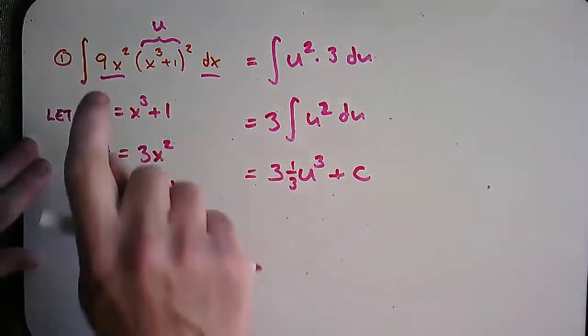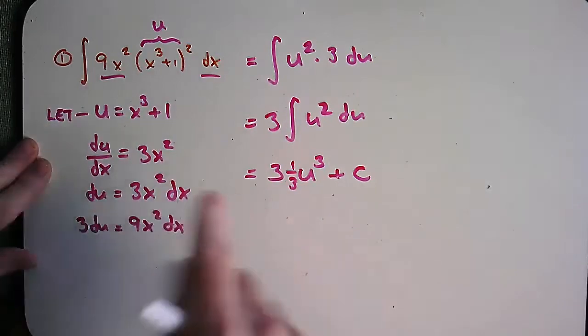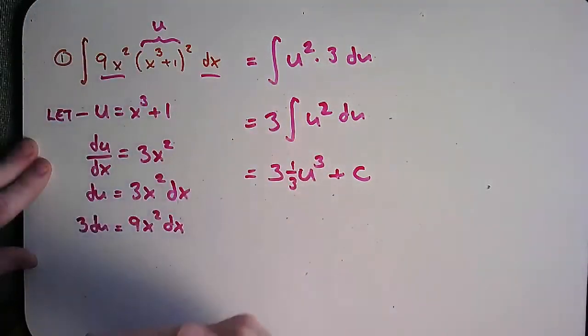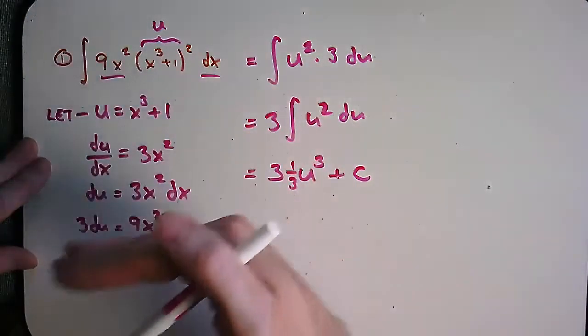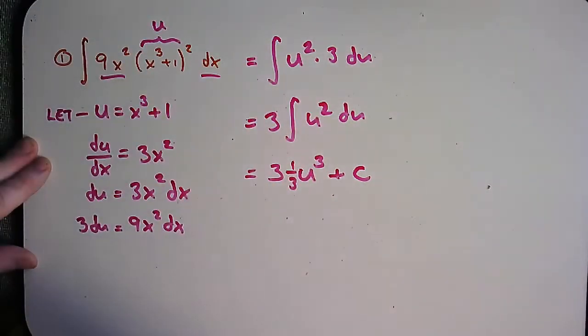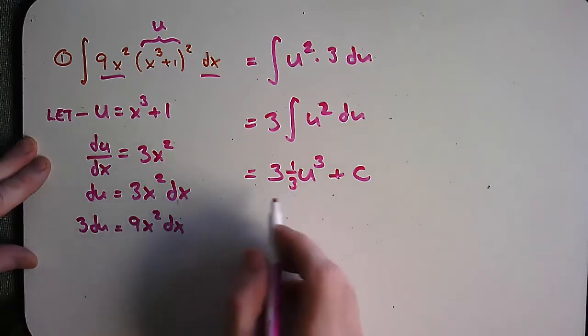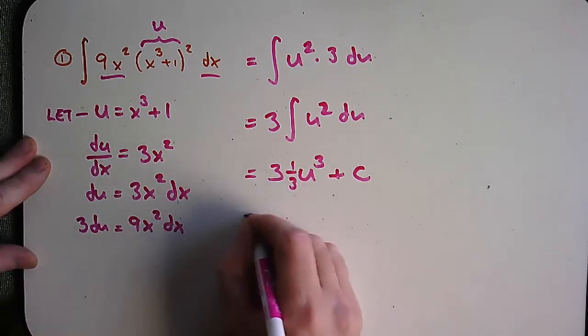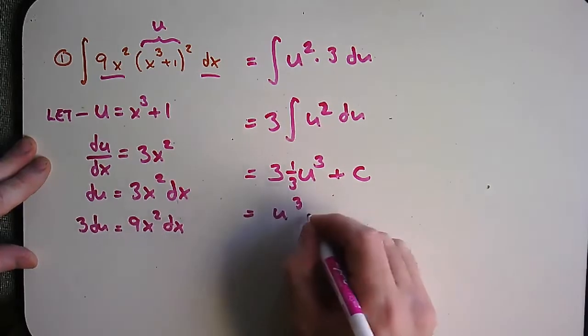Notice too that I've stated that all these things are equal, right? It shouldn't read like a sequence of steps. I know some of the solvers just have 8 or 10 or 12 steps, but they don't really show the relationship between these things. Okay, so I'm almost done. 3 times 1/3 is 1, so really what I have is just u cubed plus c.